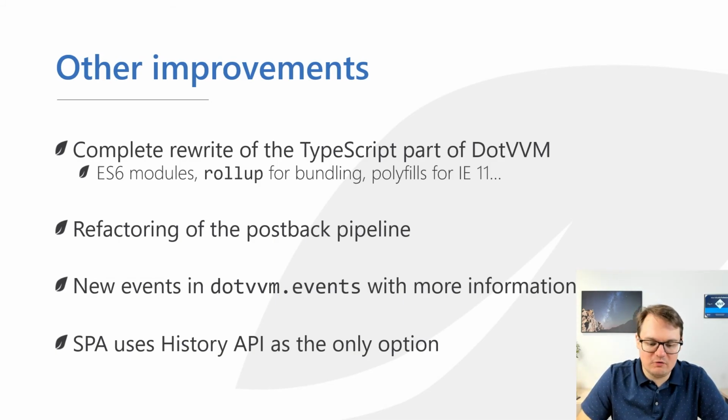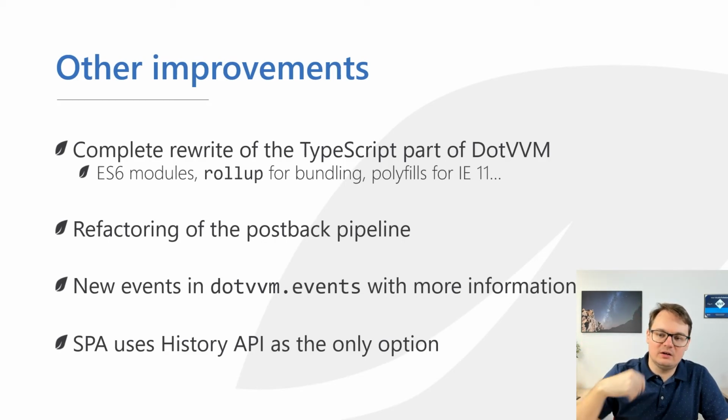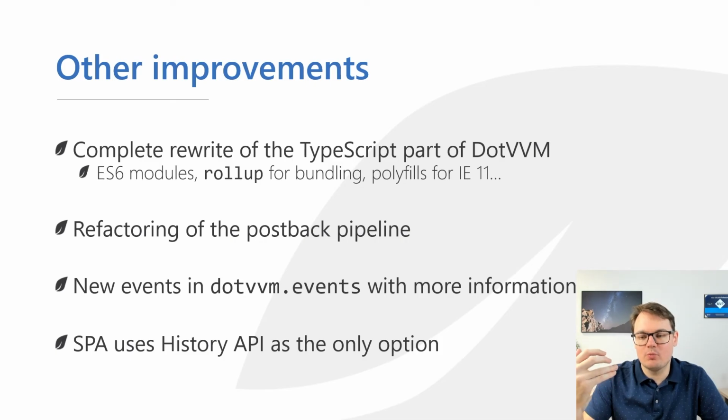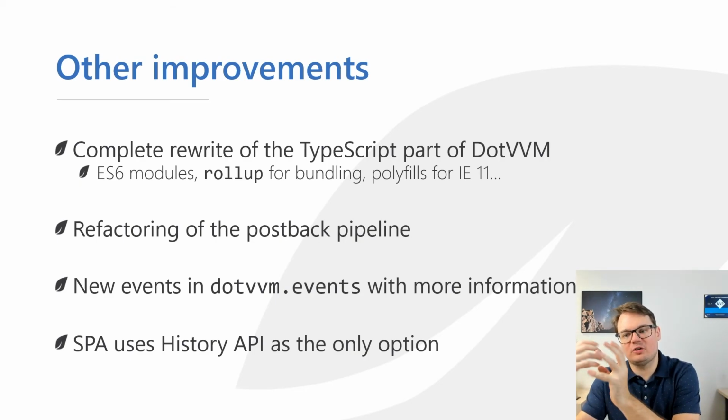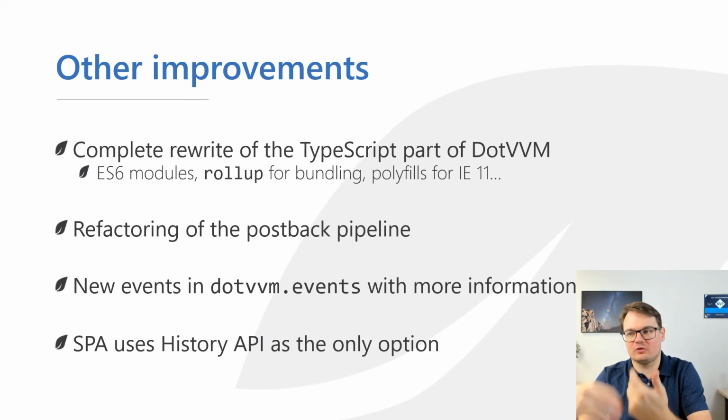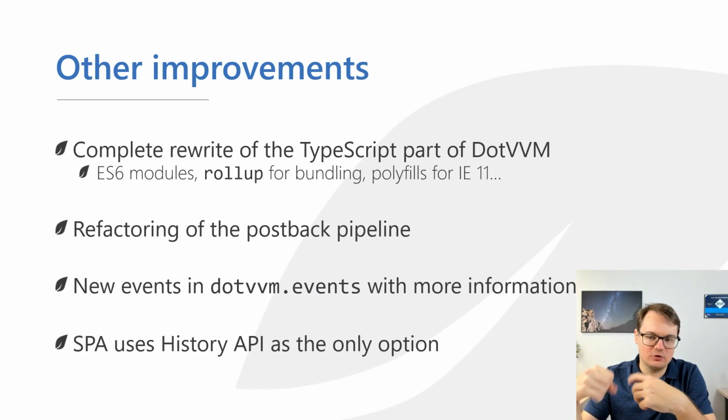And also, if you have been subscribing to some .vvm events, like .vvm.events.init.subscribe, then these events now get more information. Sometimes there were problems where you subscribed to, I don't know, afterPostback, but there wasn't all the information in the event you actually needed to perform the action. So now there are more parameters. We had to remove some of them.